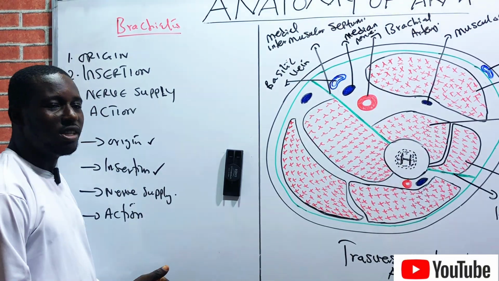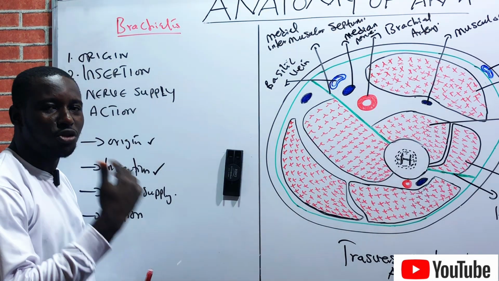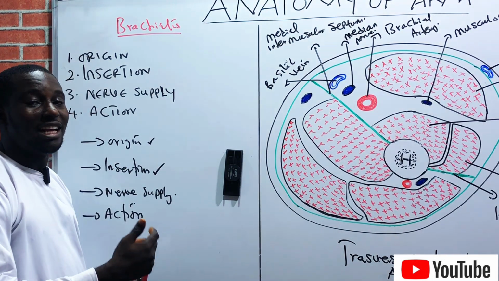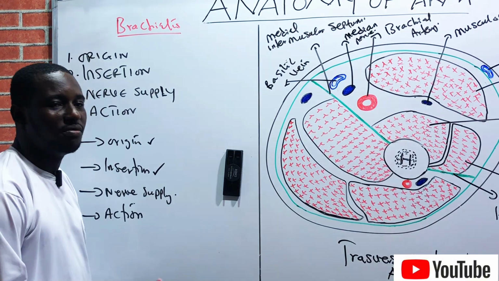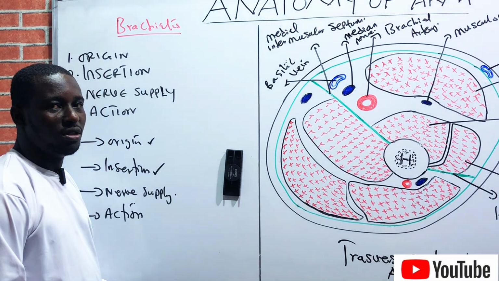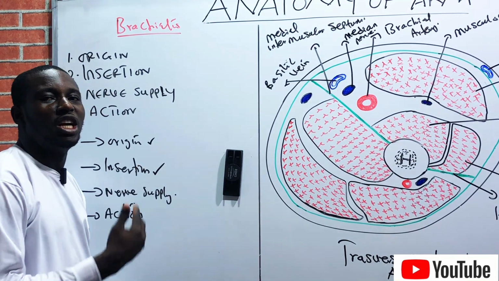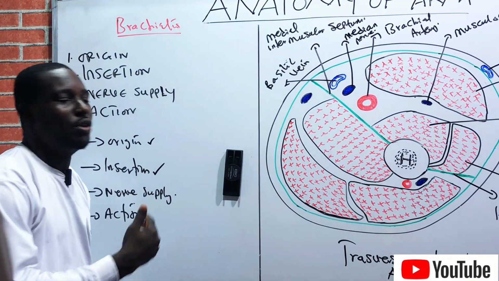The brachialis muscle is inserted on the anterior surface of the coronoid process of the ulna and as well the ulnar tuberosity. Yes, that is the insertion of the brachialis muscle. It is inserted on the anterior surface of the coronoid process of the ulna and the ulnar tuberosity.